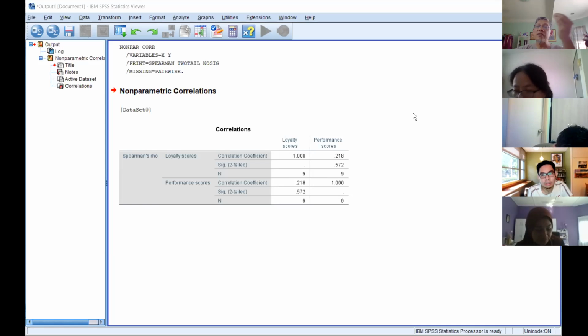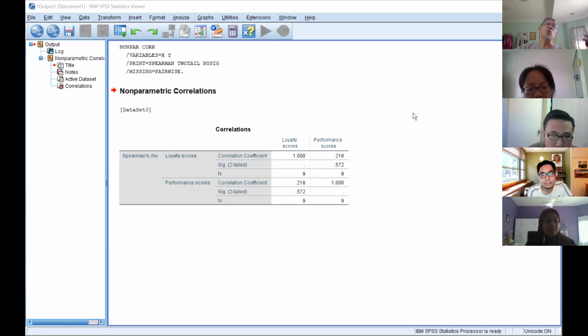The justification is significant RS bigger than alpha, but you need to indicate the value so that we can see clearly which value you are referring to. You are not referring to 0.218, you are referring to 0.572. And for the alpha, you are referring to alpha as 0.05. Okay, that will be step number 4.